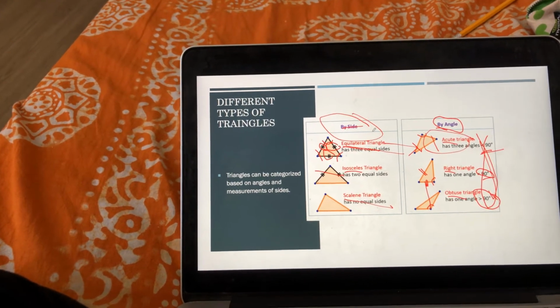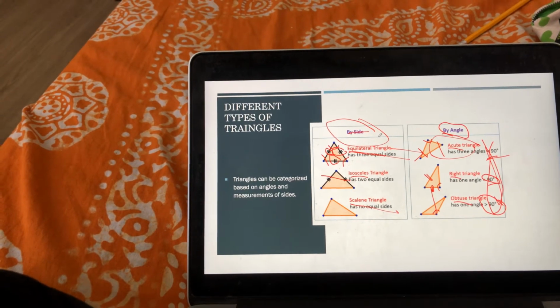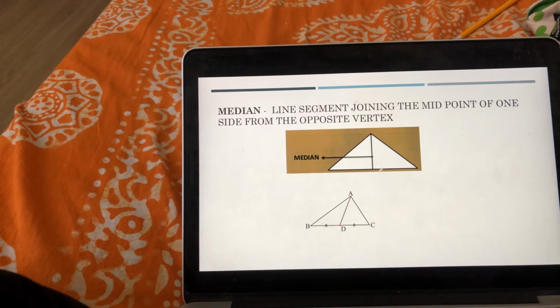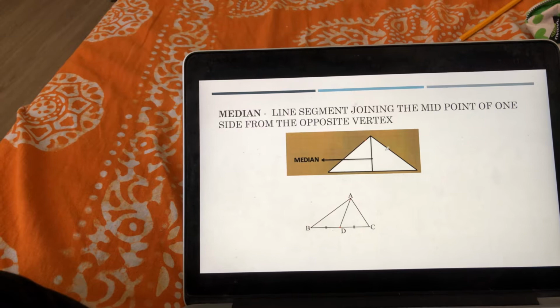So we've learned what a triangle is, how to classify a triangle and how to name it. Now we will be learning some concepts called median and altitude. So don't get scared. We have learnt line segments till now. So we will see how a line segment in a triangle can be classified.